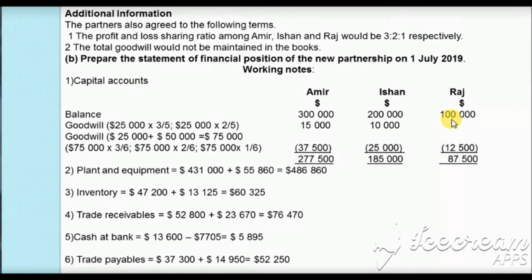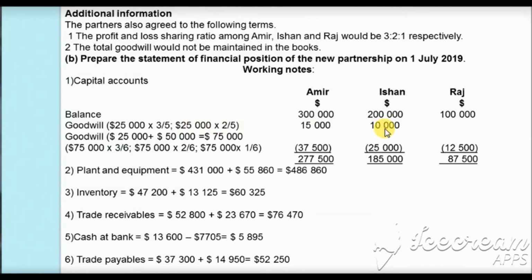We have already taken the old goodwill for Raj, which was $50,000, when we did the purchase consideration. Now the old goodwill, which was $25,000 for the partnership firm of Amir and Ishan, has to be distributed among Amir and Ishan using the old profit sharing ratio, which was 3:2. So Amir's share will be $25,000 times 3 by 3 plus 2, which is 5. So his share of goodwill will be $15,000, and Ishan's share will be $25,000 times 2 by 5, which will be $10,000.